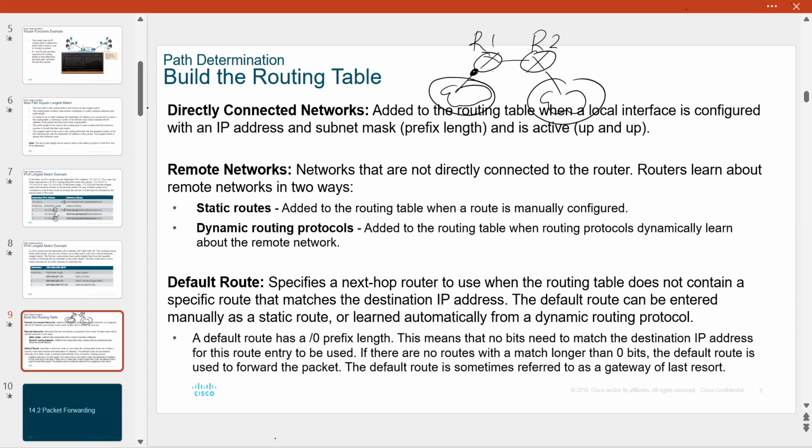Right. Now, about static configuration of routes and dynamic configuration of routes. Static configuration is for when you are in a very small network, where I can easily configure this network statically.